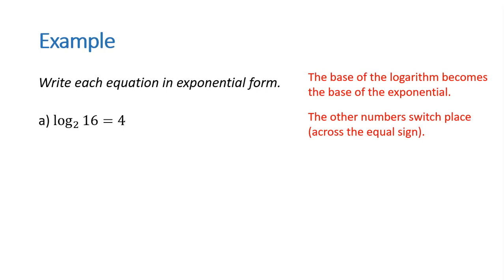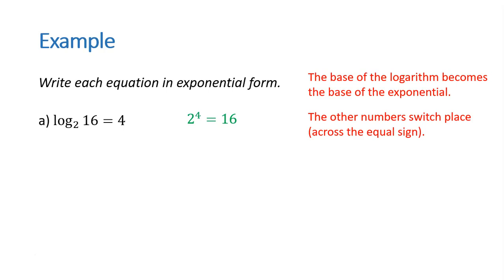So log base 2 of 16 is equal to 4 is the same thing as saying 2 to the 4th power is equal to 16. So notice the subscript on the logarithm became the big number for the exponential. It became the base. And then 4, which was on the right-hand side of the equal sign, now moves over to the exponential side.